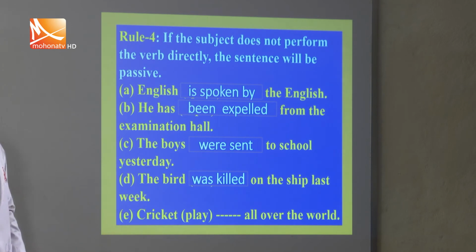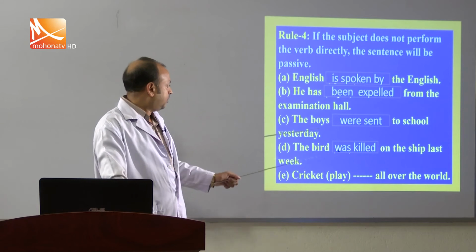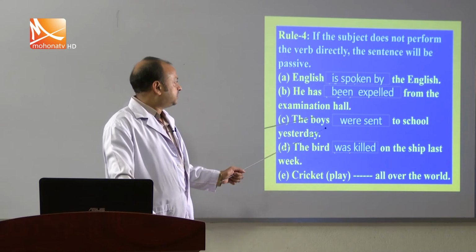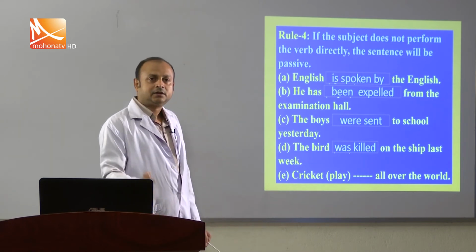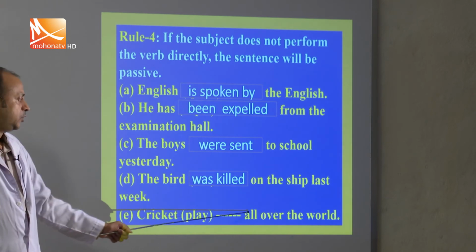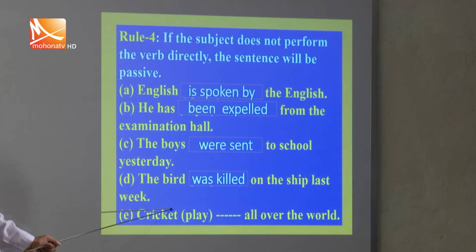So, in a sentence, if we find any past indicating word, for example, last week, for example, yesterday, the sentence should be a past sentence. Next example, cricket play all over the world. In this sentence, there is no indication of past tense. So, this is a present tense. So, cricket cannot play itself. So, it is played all over the world by someone else or somebody else or by some players.